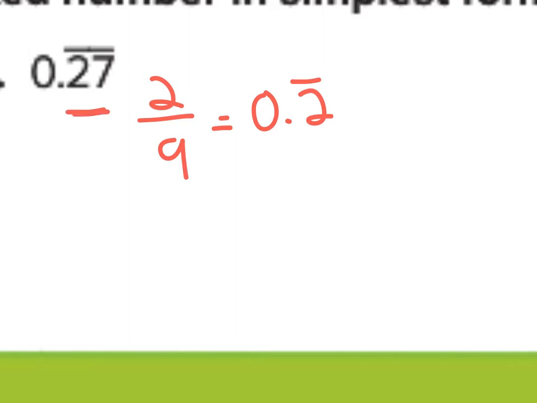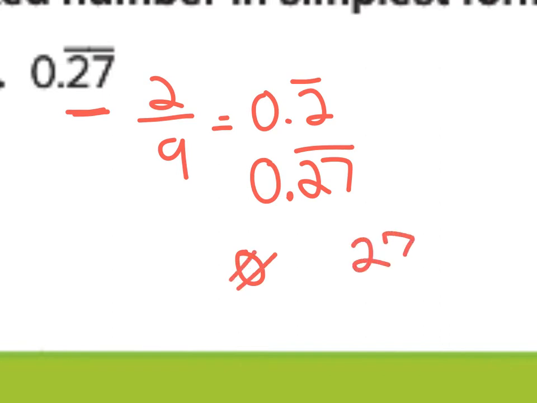Remember how I mentioned that it would have to be over 9? For example, if you have, I'll just write it up here quickly, 2/9 would be 0.2 bar notation, correct? Well, when you have two of them, two bar notations, 0.27 bar notation like that would be 27 over 99. But let's see how we can get that.